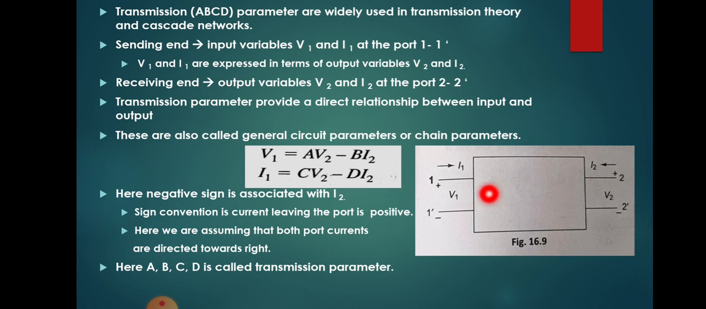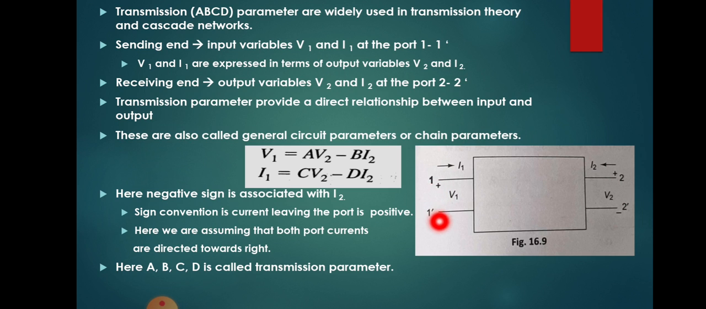In the case of transmission, we have to recognize one sending end and one receiving end. Here we are assuming that the sending end is 1 dash and the receiving end is 2 dash. So the sending end variables will be V1 and I1 at port 1 dash, and the receiving end output variables will be V2 and I2 at port 2 dash. And here V1 and I1 are expressed in terms of output variables V2 and I2.